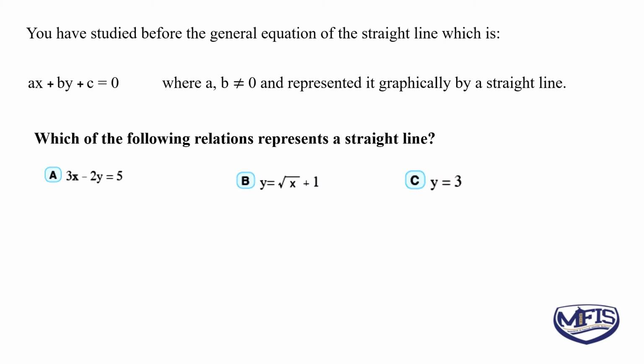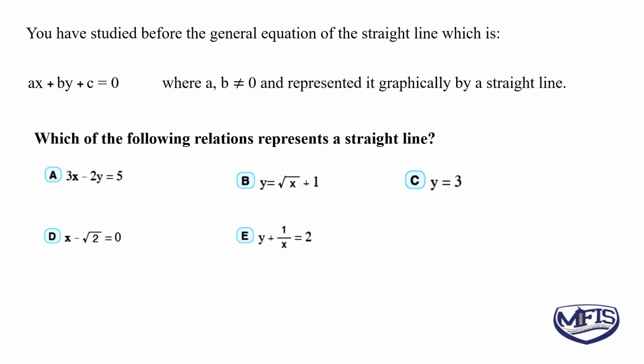Y equals 3 is a special case of the general formula, represented by a straight line parallel to the x-axis. X minus root 2 equals 0: we can write it as x equals root 2, which is also represented by a straight line parallel to the y-axis.